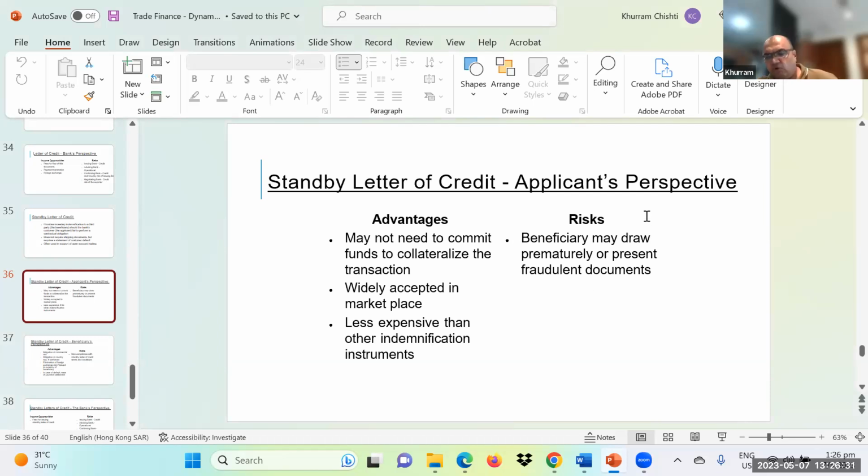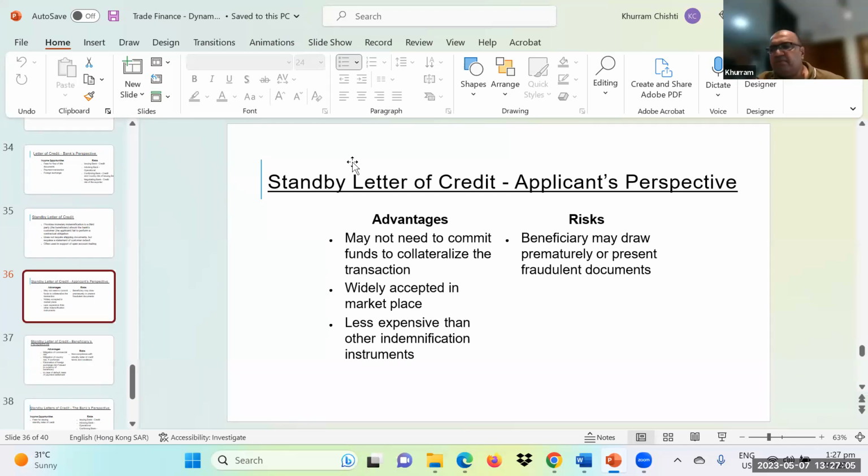What is the risk for the applicant? The beneficiary may draw prematurely or present fraudulent documents. Who is the beneficiary? KC Limited may draw prematurely. Now, what happens is that KC Limited is sitting in India. He has told Almaya, okay, fine, I've got your standby letter of credit. I have supplied 5 million tons of rice to you, but I will wait for a month for payment. What I do in KC Supermarket, I am a little bit panicky. After like 20 days, I say, Almaya, pay me in 5 days or I am drawing on the guarantee.